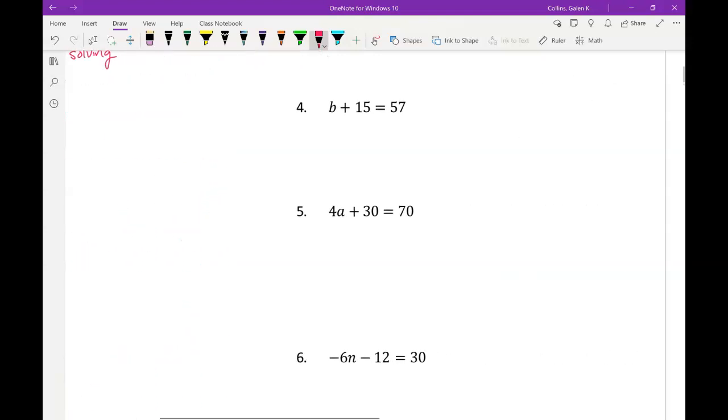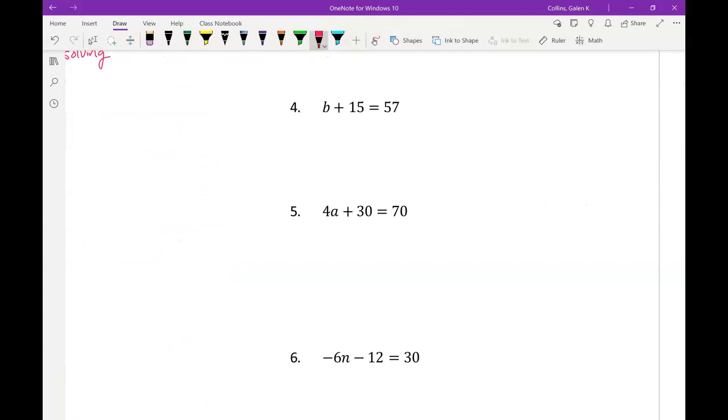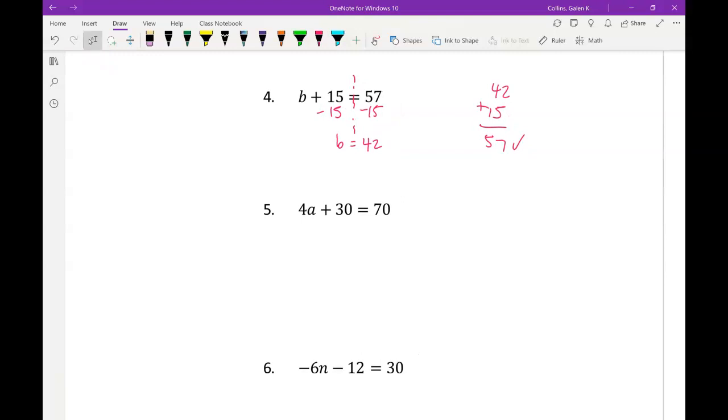All right, number 4, I want to just undo the addition of 15 to my variable by subtracting 15 from both sides. So I get b equals 57 minus 15 is, I believe, 42. I'm going to check my work out to the side. I'm not very good at doing math in my head sometimes. So you could always add 42 and 15 back together to make sure they add up to 57.